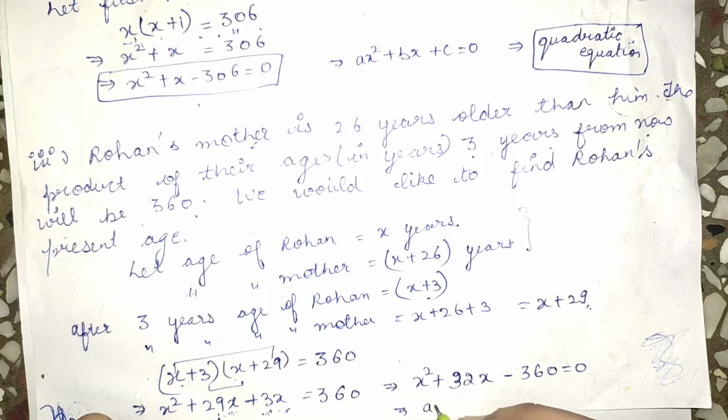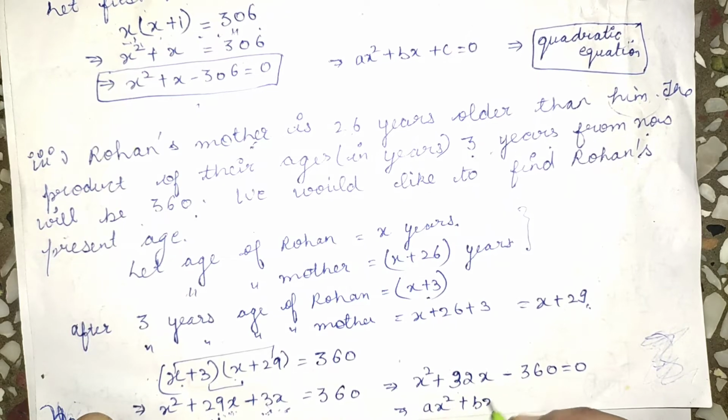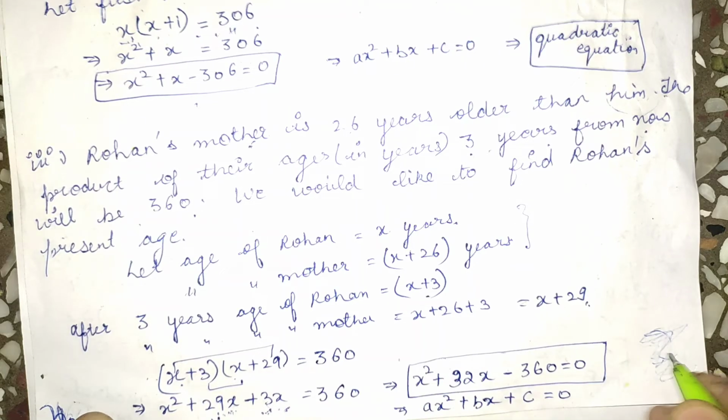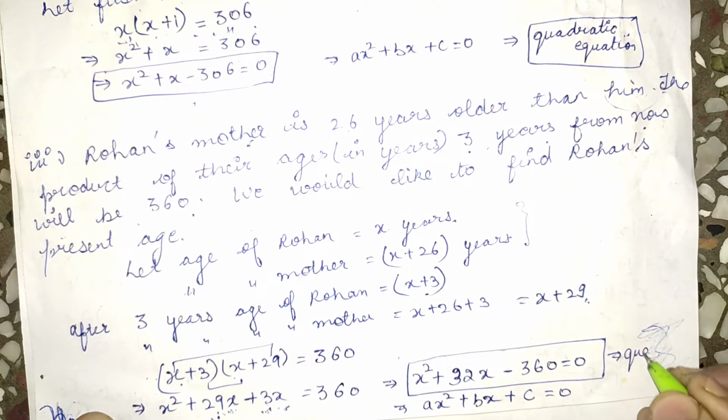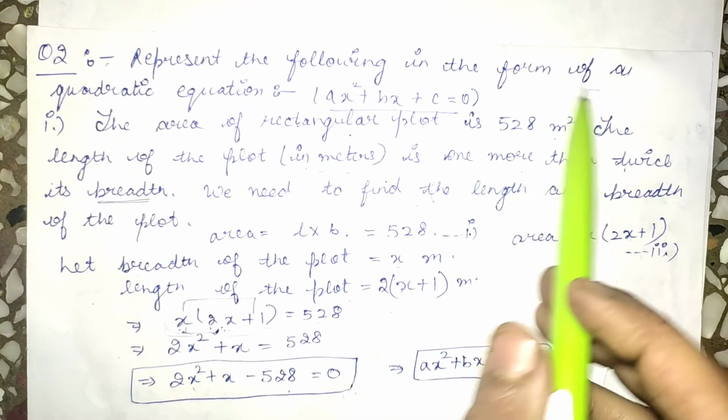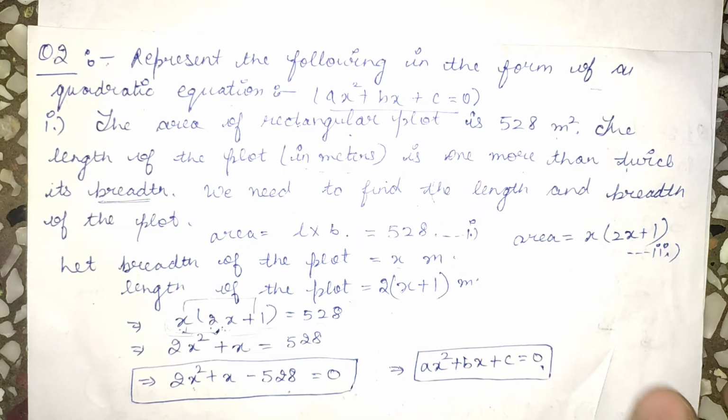So it is almost similar to our standard form of quadratic equation, which is ax square plus bx plus c is equals to 0. So that means we have represented our given equation in the quadratic form of equation, which was what our statement was saying. We present these following forms in the form of a quadratic equation.